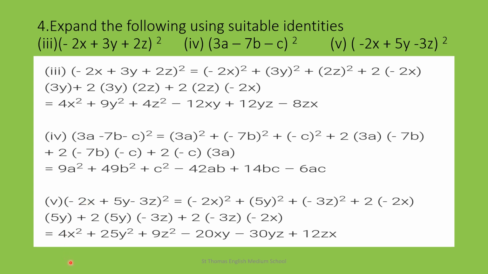That is equal to minus 2x whole square is 4x square plus 5y square is 25y square plus minus 3z whole square, that is plus 9z square. Then only one negative sign you will have, minus 2 multiplied by 2, that is 4, 4 5s are 20, so you are having minus 20xy. Then 2 5s are 10, 10 multiplied by minus 3, so minus 30yz plus, both the signs are plus, so the term is plus, 4 3s are 12zx.